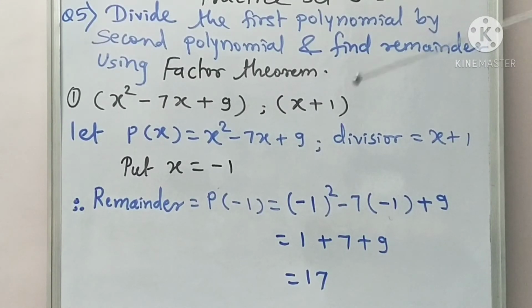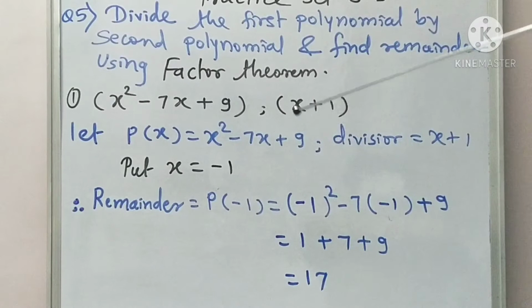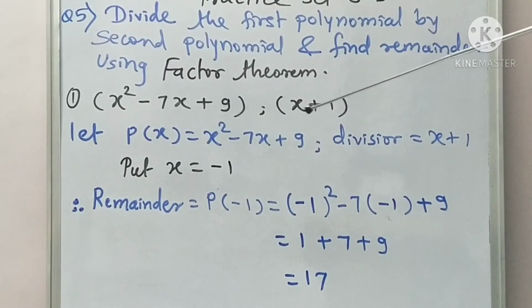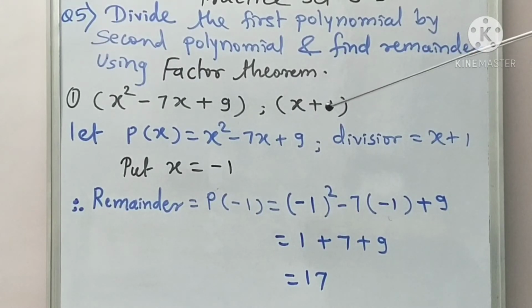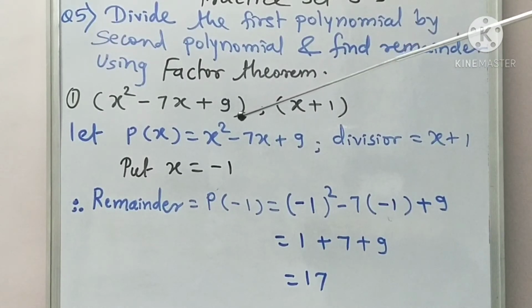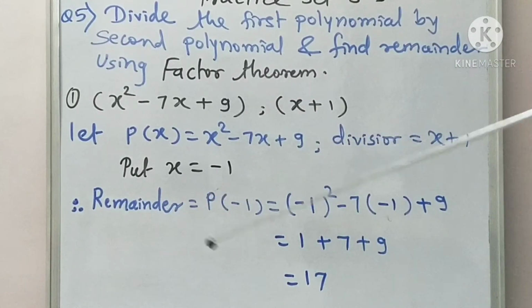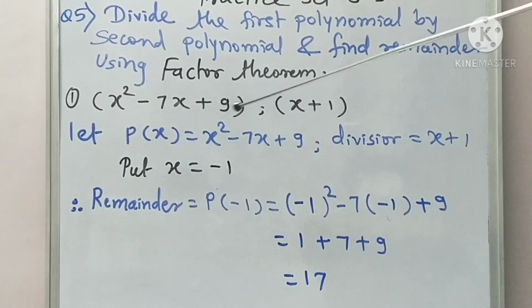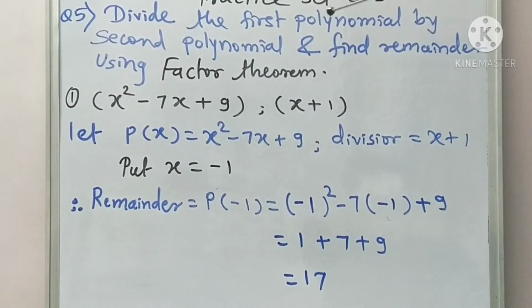Okay, and there is one another question: verify or determine whether x plus 1, the divisor, is a factor of that dividend or not. So if the remainder comes as 0, then we say that the divisor is what? A factor of that given polynomial. Understood? So this is the factor theorem.